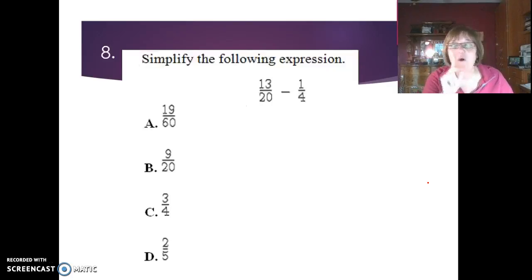Okay, one more, I promise. This is the last one, but now you're going to subtract. And again, different denominators. I want to see if you remember what we did in the last lesson. Last problem, I promise. At least in the video here.